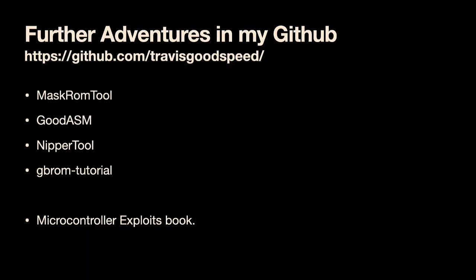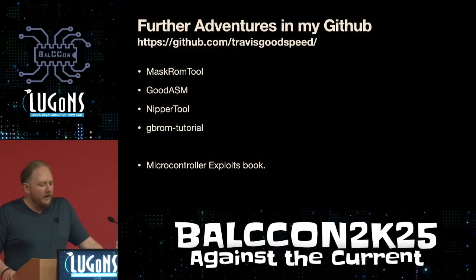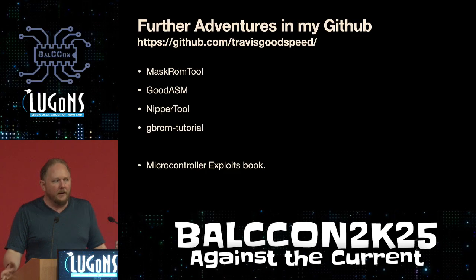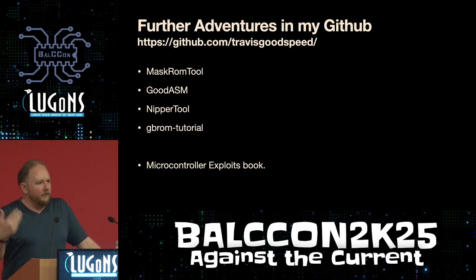If you'd like to play around with any of this, this would be the slide to photograph. MaskROM tool is the tool that I use to take a photograph of a chip and work my way backward to the bytes. It now automatically includes good ASM, which is my assembler and disassembler. Nipper tool is the exploit that I wrote for the old smart card, and GB-ROM tutorial is the one that we went through here at BalCCon 2 years ago as a workshop in order to recover the boot ROM of the Game Boy from photographs of the chip.